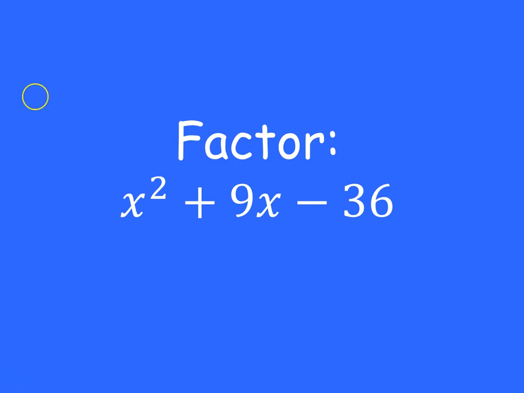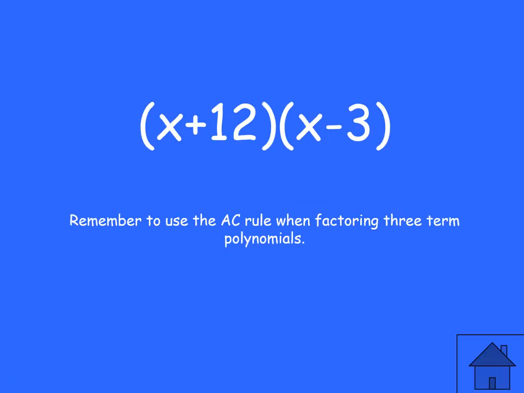Welcome back. Here's the answer. Answer is x plus 12 times x minus 3. Remember, when you're doing three-term polynomials, you're going to want to use the AC rule.